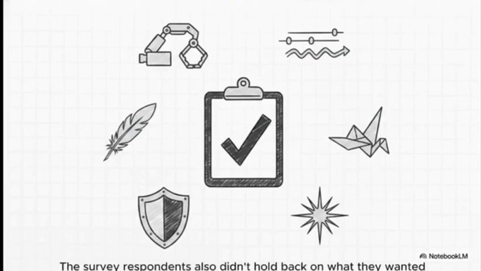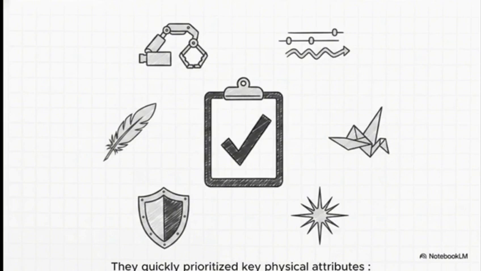The survey respondents also didn't hold back on what they wanted the final product to look and feel like. They quickly prioritized key physical attributes: an adjustable length for the lanyard, a really strong grip so the device doesn't slip out, a foldable stand for easy portability, and of course, it had to be lightweight, stylish, and made of durable material. This exact wish list, that became the strict marching orders for the engineering phase.